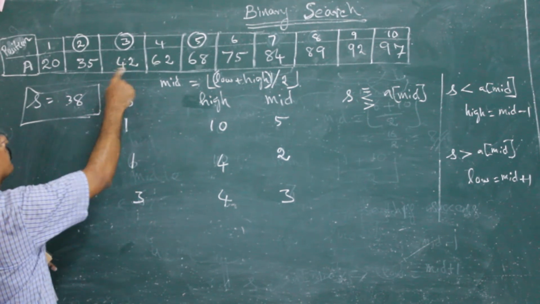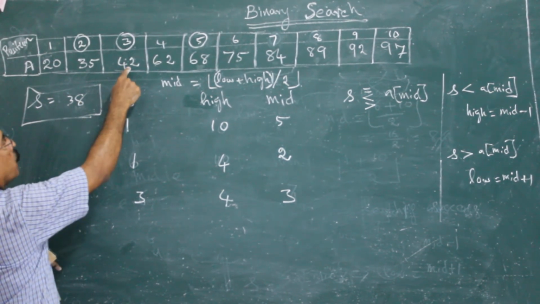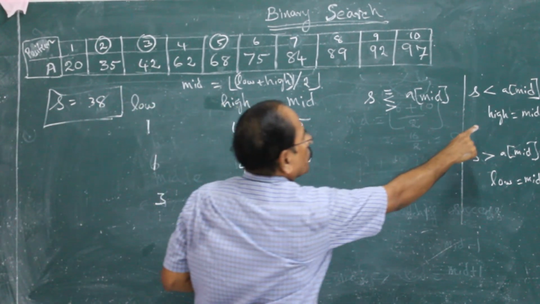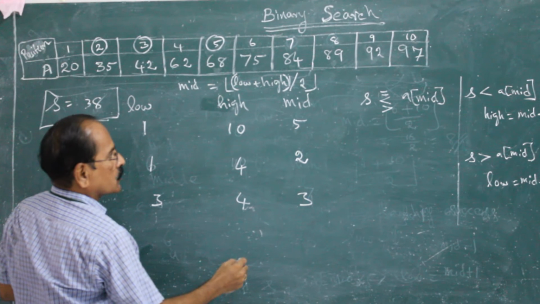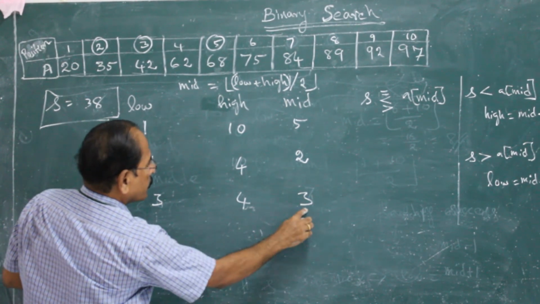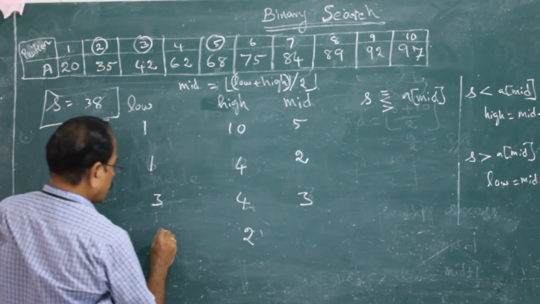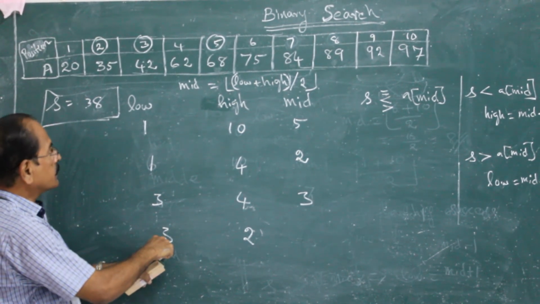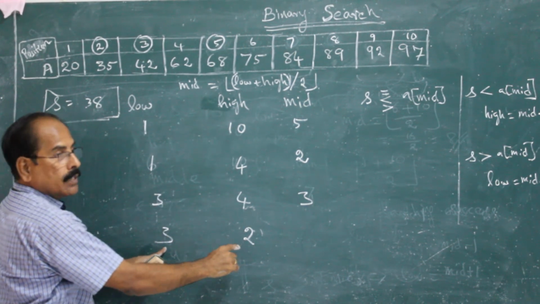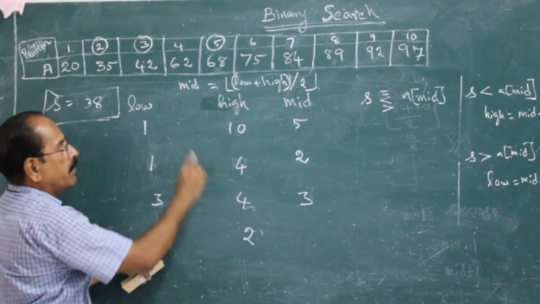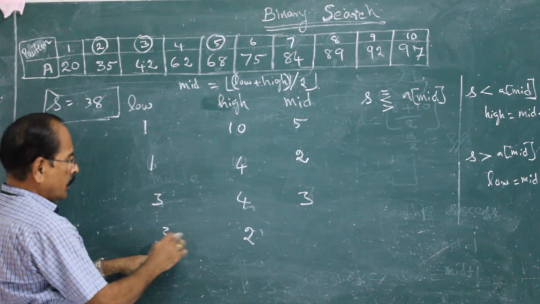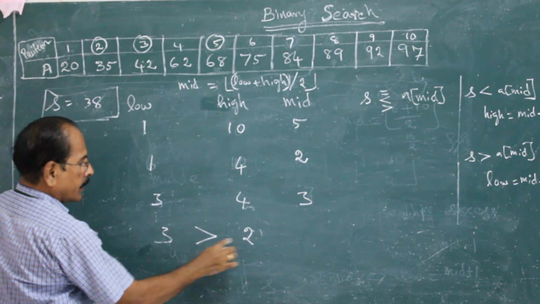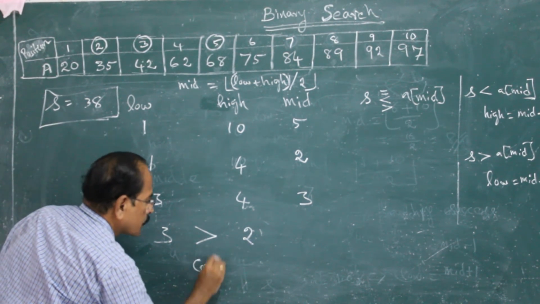Now compare 38 to 42. Searching element 38 is again lesser than 42. Lesser means we make changes on high. So it will become 3 minus 1, 2. Now if you see, what has happened? Low is 3, but high is 2. In the array position, it is not possible. Always high should be greater than low. But here, low 3 is greater than high 2. It is a contradiction.